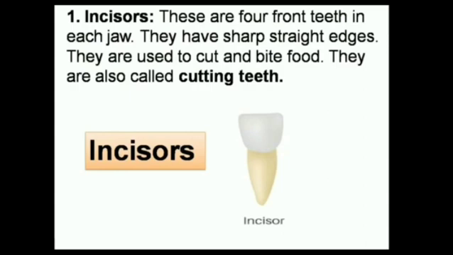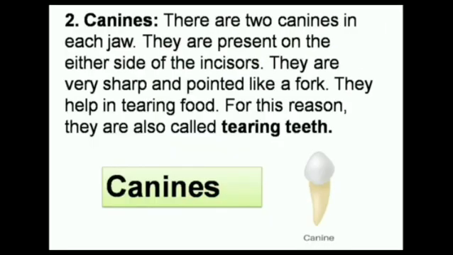Now let us have a look at another type of teeth. Yes. Now look at the sharp pointed teeth which are located on both sides of incisors on each jaw. These are used to tear the food like a fork. Just as we tear something with the help of a fork, these are used to tear the food like a fork. They are called canines.